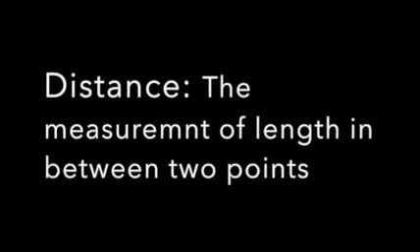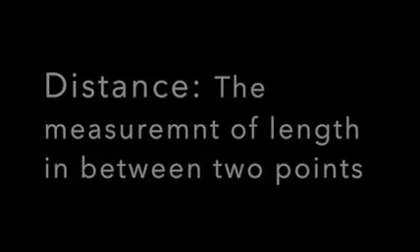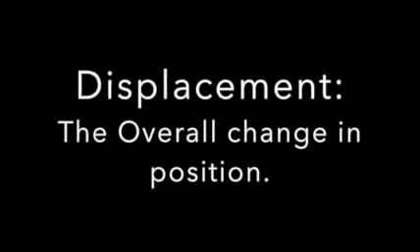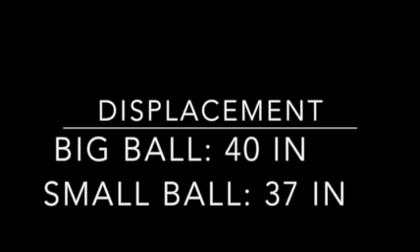Distance is the measurement of length between two points. The distance here was 14 feet and 3 inches. The displacement is the overall change in position. In the displacement, the big ball was 40 inches and the small ball was 37 inches.